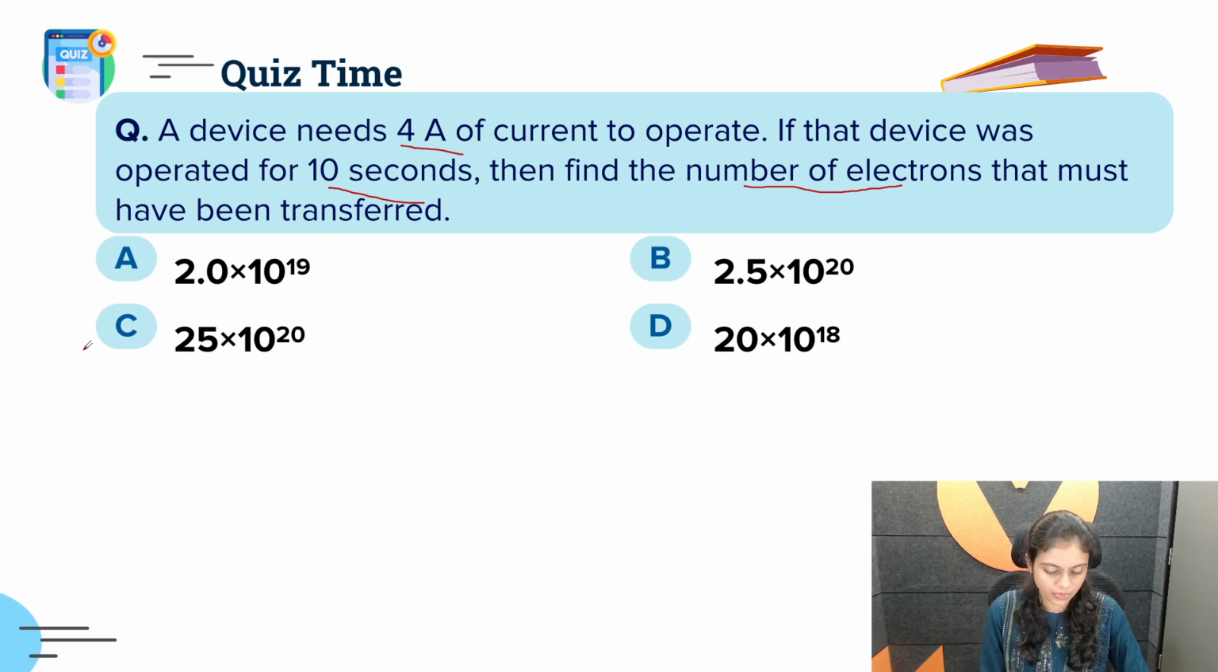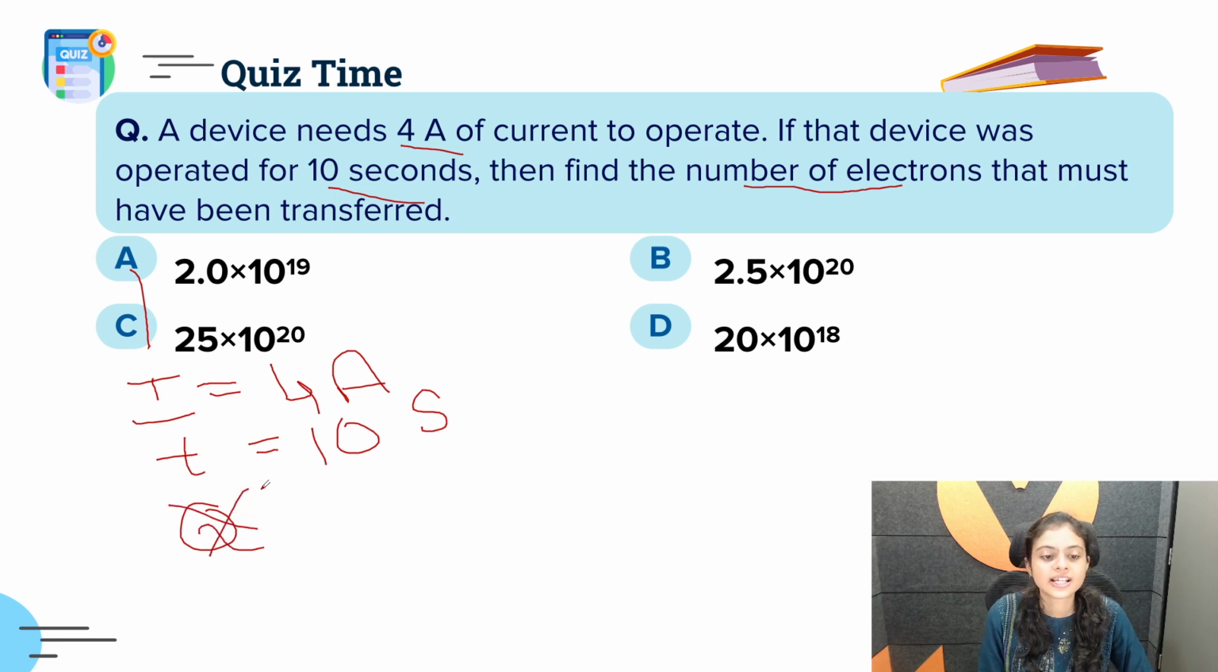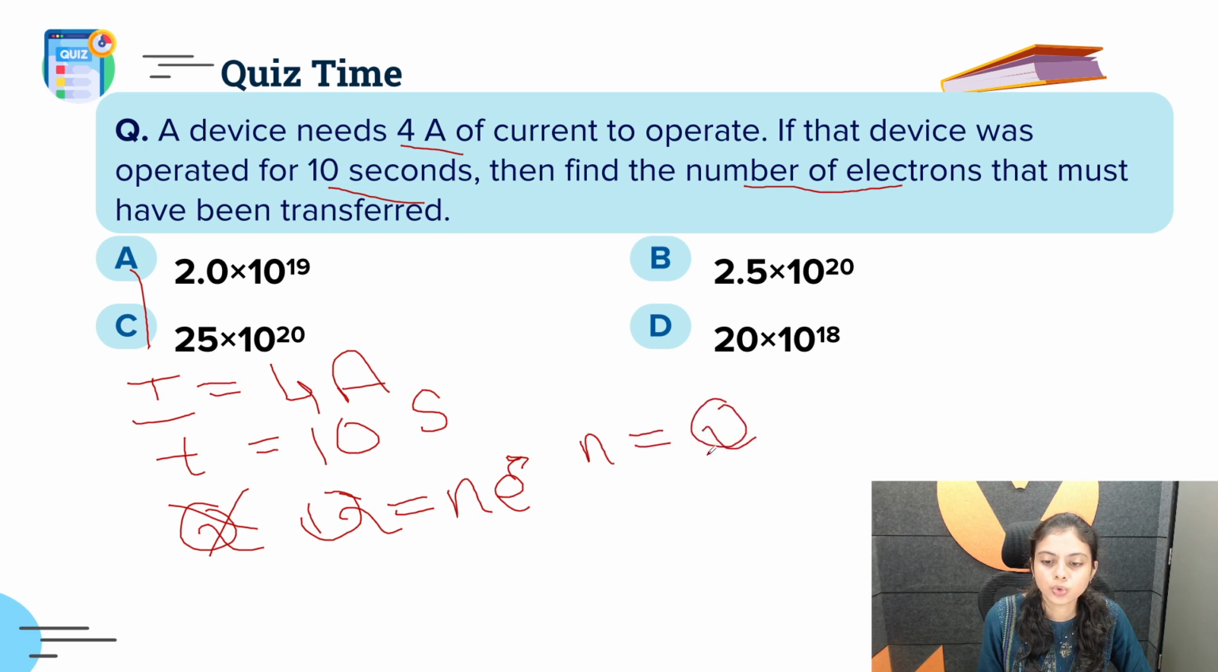Let me write it down. You must be solving with me, okay? Let's check how many of you get it right. So I is equal to 4 ampere. T, they have given 10 seconds. And they are asking for the number of electrons, they are not asking for charge. Don't calculate charge and say it is 40 coulomb. No, they are not asking charge. They are asking number of electrons. So how will we calculate it? With the help of the charge formula. What is charge? Charge is equal to N into E. E is the elementary charge. So we want N. It will be equal to Q by E.